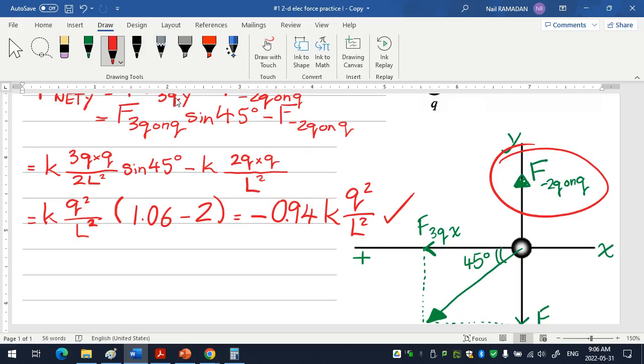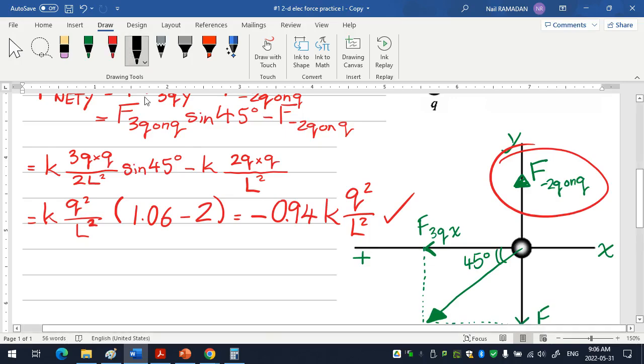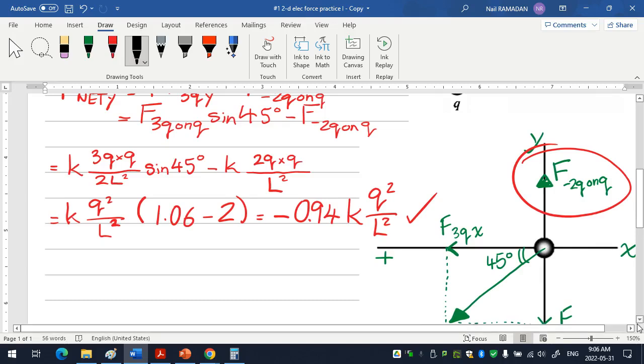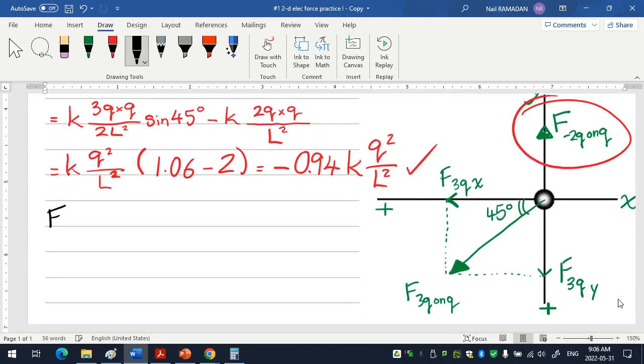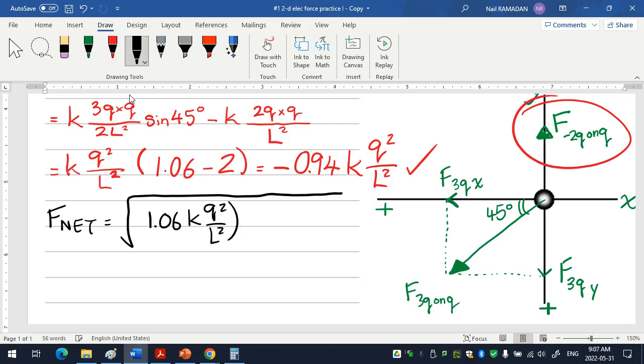What do you always do when you find the F net on the x and the F net on the y? What do you always do after? Before the angle, the Pythagorean theorem, find the hypotenuse, exactly. So, everyone, final statement for the magnitude is this. F net equals square root of 1.06 k q squared over L squared, all squared, plus what?